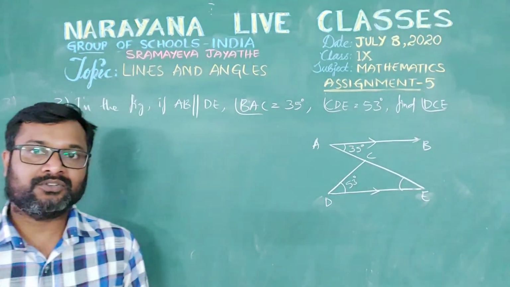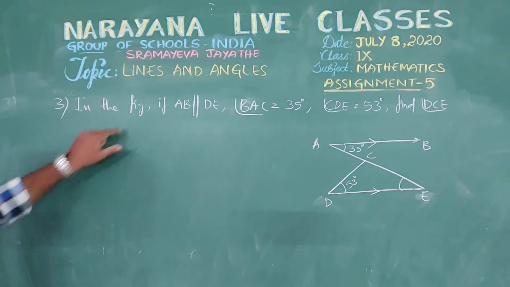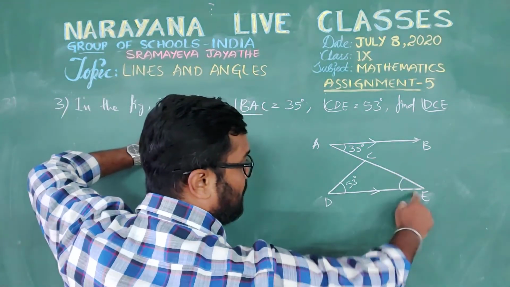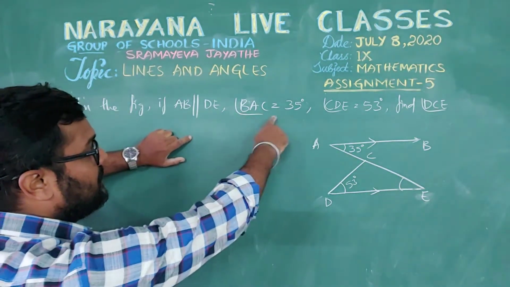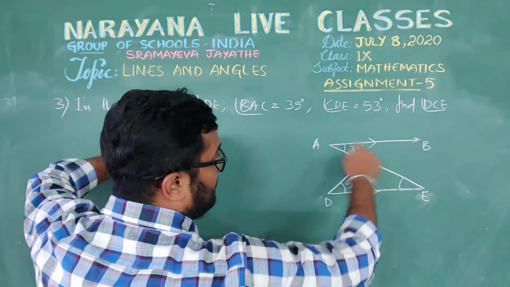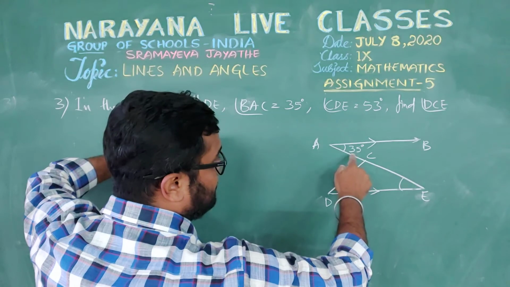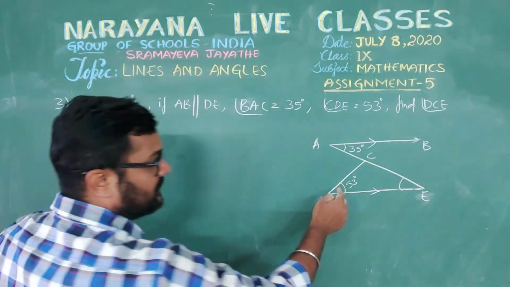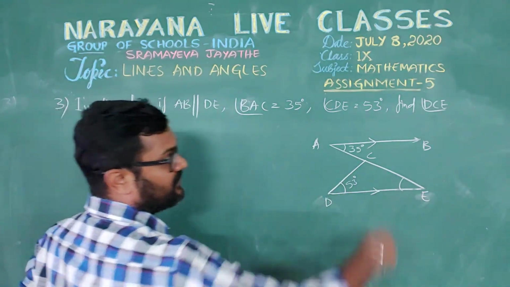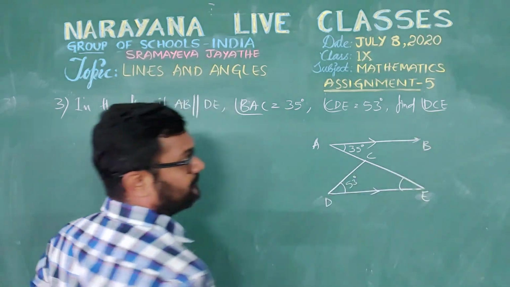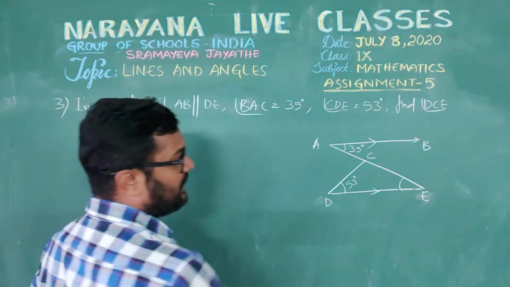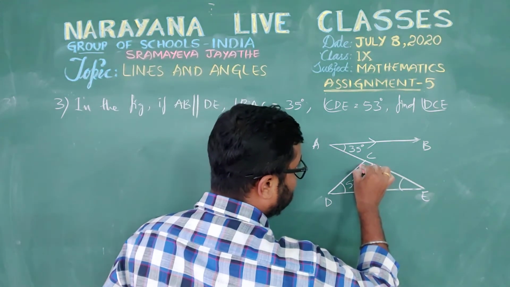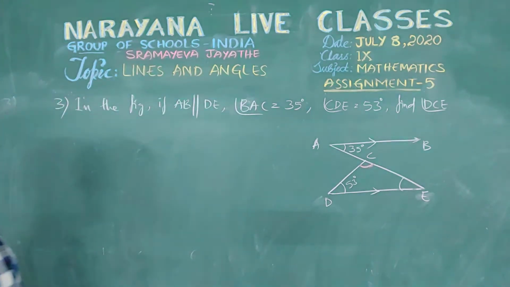Children, here is the third question. Let's discuss this. In the figure, this is the figure given. If AB is parallel to DE, then angle BAC is 35 degrees, whereas angle CDE is 53 degrees. Find angle DCE. So we need to find this angle.